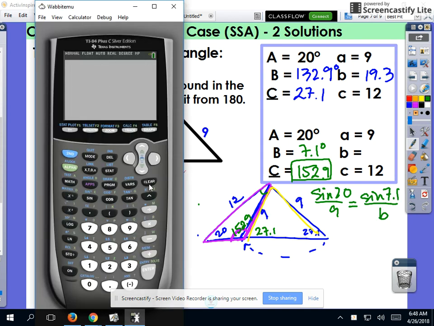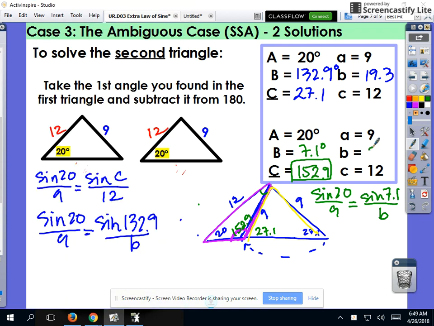So that'd be 9 times sine of 7.1 divided by sine of 20. And we get 3.25, so 3.3. Done. Yay, ambiguous case. So it's not too bad.